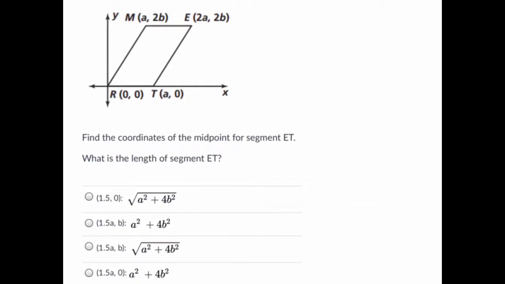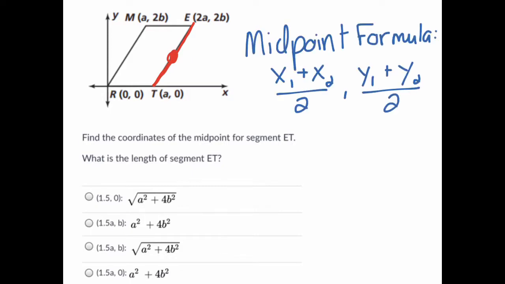We'll move on here. They want us to find the coordinates for the midpoint of segment ET. So I highlighted segment ET here in red, and we are looking for the midpoint of this segment, the point that comes right in the middle. In order to do that, we'll need to use the midpoint formula. And so let me put that. So we've put that there, and basically all you're doing is find the average of the x points and the average of the y points.